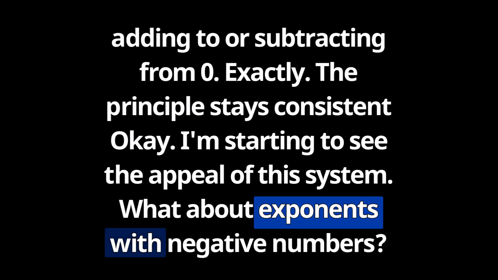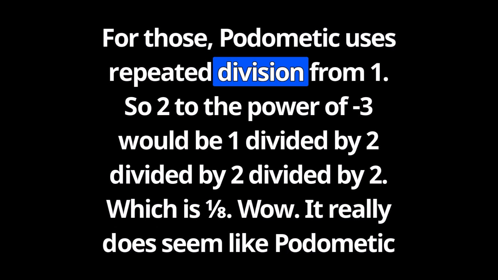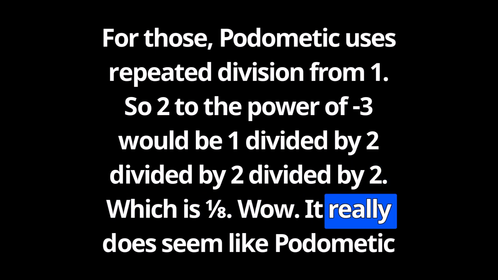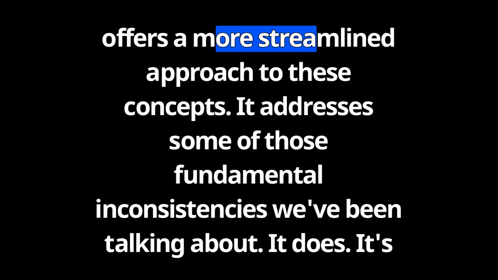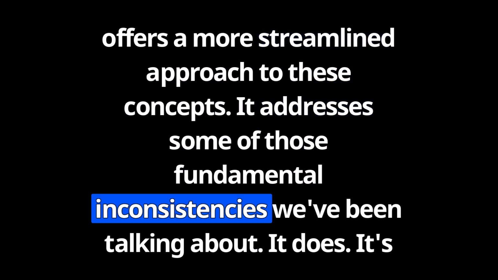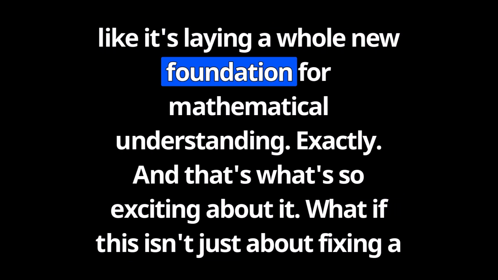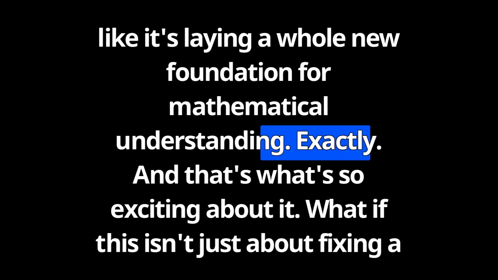What about exponents with negative numbers? For those, Podometic uses repeated division from 1. So 2 to the power of negative 3 would be 1 divided by 2 divided by 2 divided by 2, which is 1/8. Podometic offers a more streamlined approach to these concepts. It addresses some of those fundamental inconsistencies we've been talking about. It's like it's laying a whole new foundation for mathematical understanding. Exactly.